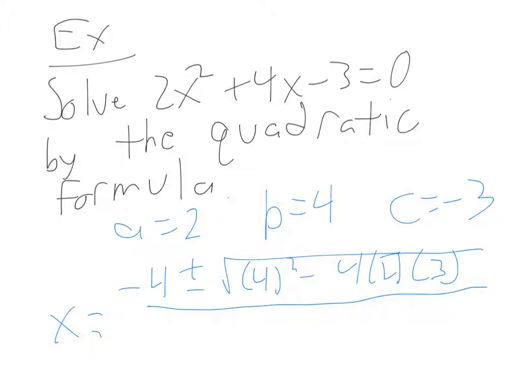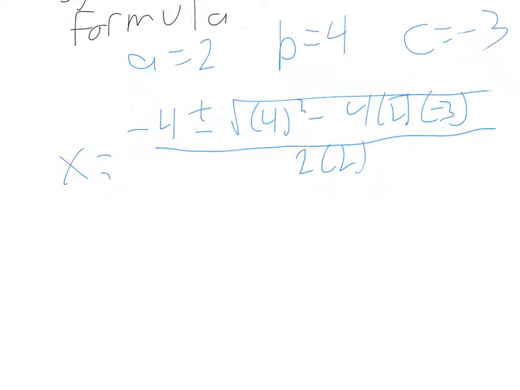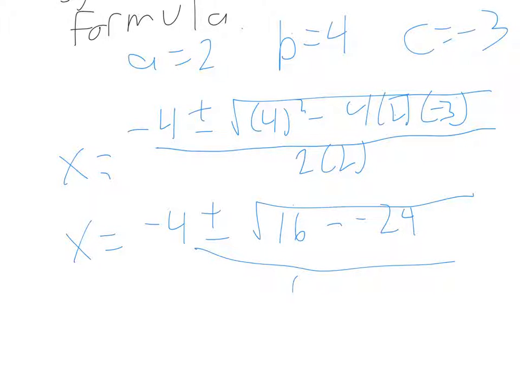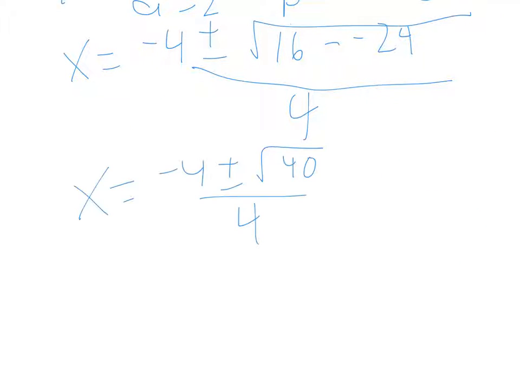All over 2a, so 2 times 2. Now it would actually be negative 3. So this would simplify to negative 4 plus or minus the square root. 4 squared is 16, and 4 times 2 is 8 times negative 3 would be negative 24, so 16 minus negative 24 all over 4. Now simplify to negative 4 plus or minus the square root of 40 all over 4.